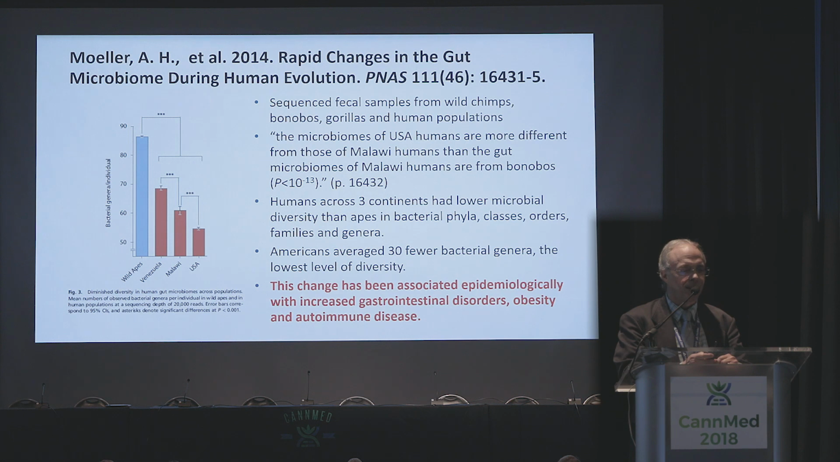Looking at 3 different continents, humans had lower microbial diversity than apes with respect to the bacterial phyla, classes, orders, families, and genera. There's a constriction of the diversity. Americans average 30 fewer bacterial genera, the lowest level of diversity. These changes have been associated historically, epidemiologically, with vast increases in gastrointestinal disorders, obesity, and especially autoimmune disorders.